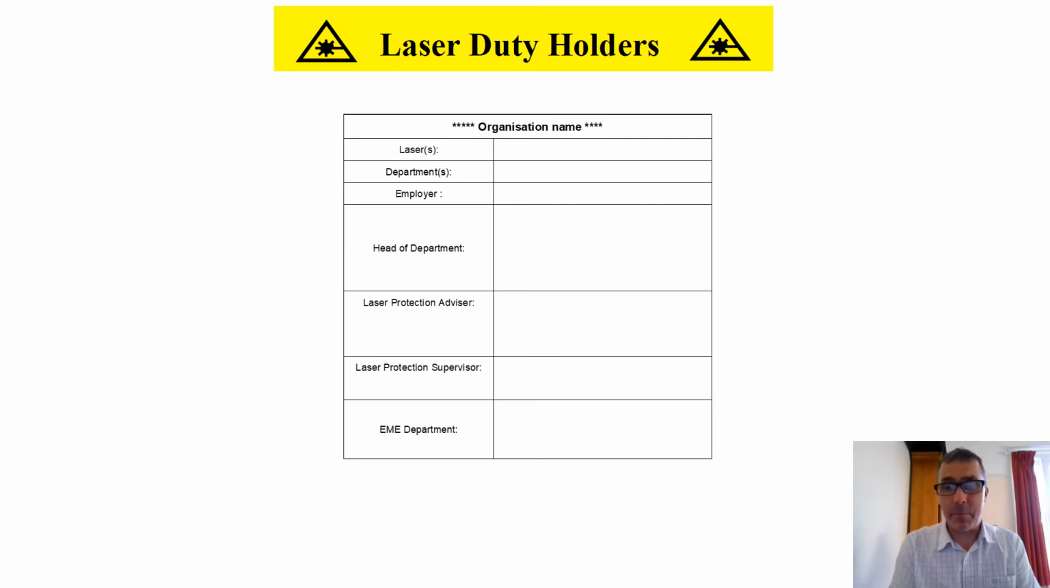So the local rules are supplemented by a list of duty holders. So you can see again the details of the LPA, laser protection advisor, and the laser protection supervisor here. And these should be prominently on display either in the laser room or somewhere easily accessible to people who are using the laser.